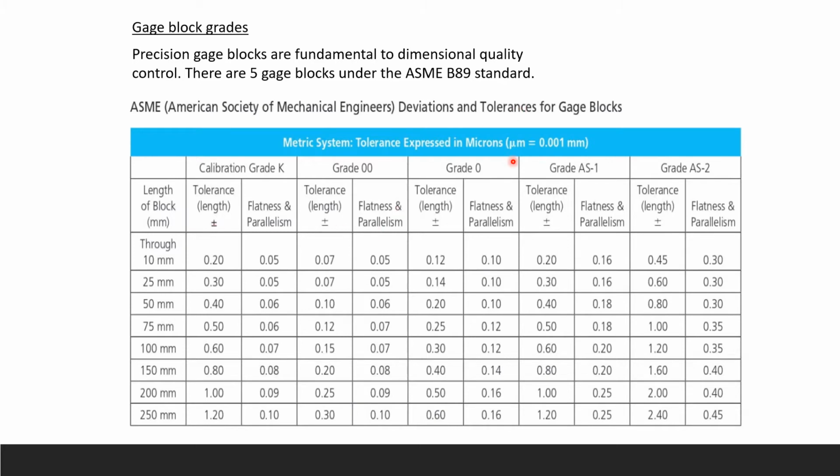Micron is 10 to the power minus 6. Milli is 10 to the power minus 3. Here you have 1, 2, 3, so in total it is 0.001. Okay, for micron it is 10 to the power, again, minus 6. And this is your length of block in millimeters, all the way from 10 to 250 millimeters. Anyway, that's an example for deviations and tolerances for gauge blocks, and the standard again is ASME.